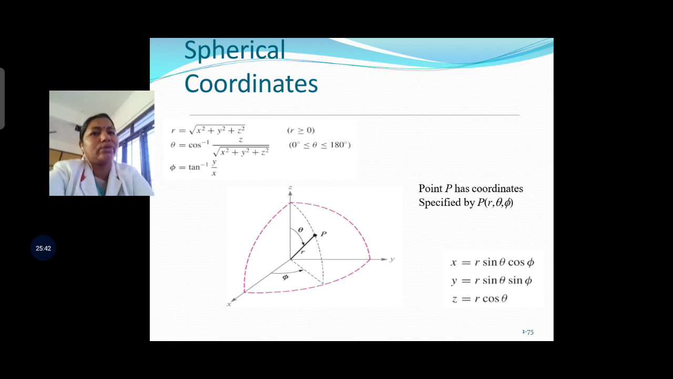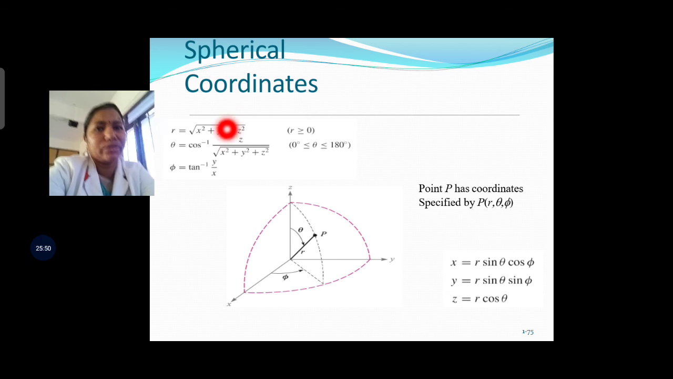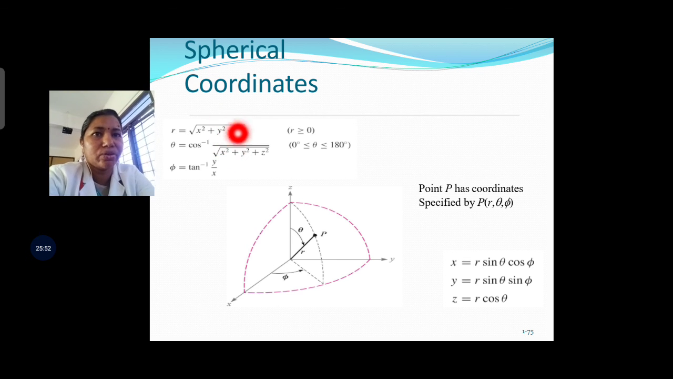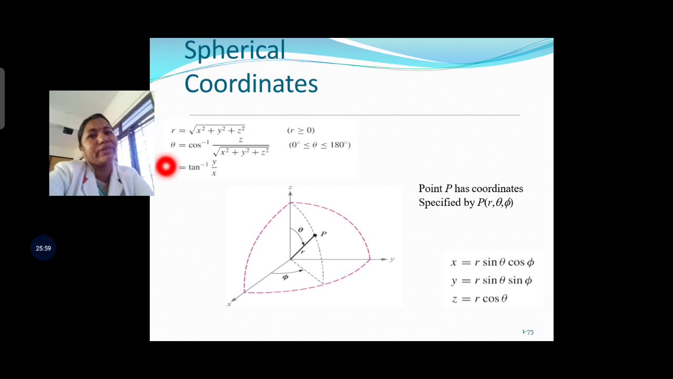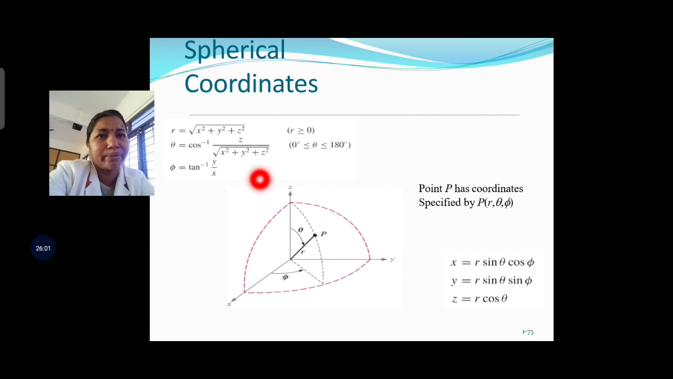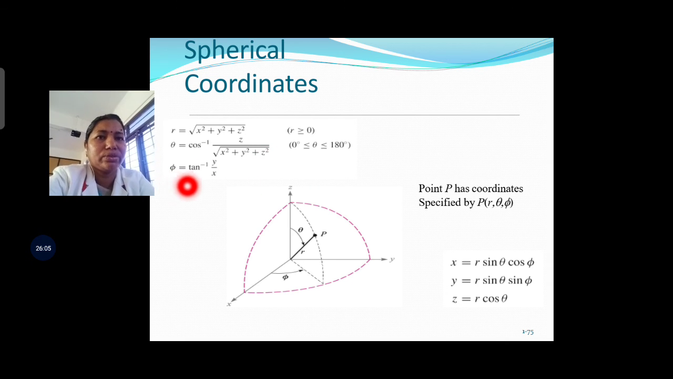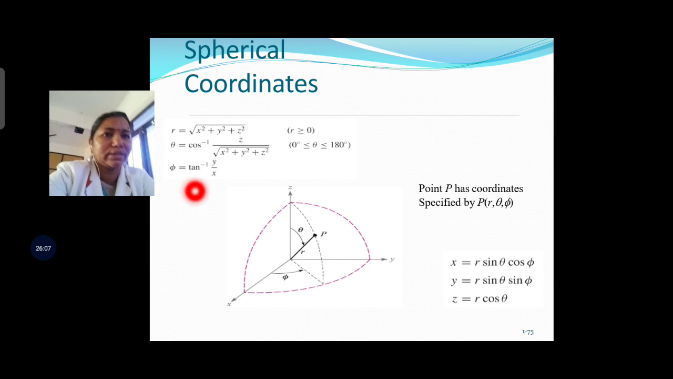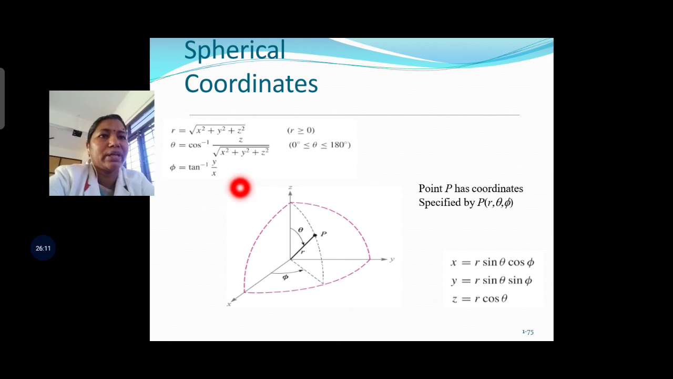So in spherical coordinate system, r theta phi, r is equal to root of x square plus y square plus z square. This is from Cartesian coordinate system. So you have to transform this Cartesian coordinate system into spherical coordinate system, r theta phi. Likewise, theta equal to cos inverse of z divided by root of x square plus y square plus z square. Phi is equal to tan inverse of y by x.